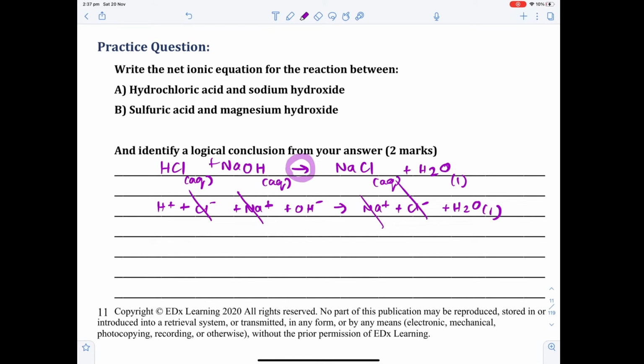Wait, you just cancel the things out, right? Yeah, everything that's aqueous, you want to cancel that out. So what we do is everything that's aqueous, you first split it apart. Do you see how I split it into H plus, Cl minus? And then you cancel out everything that's on the left and the right hand side, because that's your spectator ion. It's not actually taking part in the reaction because it's on the left and it's on the right hand side as well. Okay, thank you.